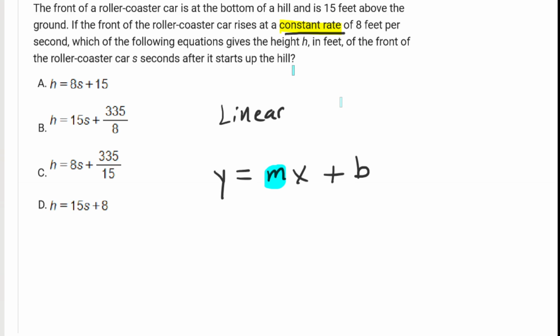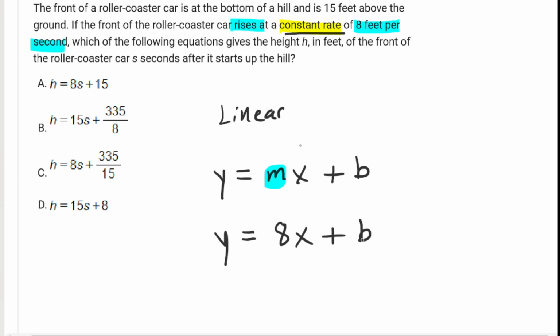And if we go back and read this problem, we could probably fish out what the slope is. It says that the roller coaster car is rising at a rate of 8 feet per second. So every second, the roller coaster car is increasing its height by 8 feet. That's a slope. So we already know that we can fill in 8 for our slope. Our equation becomes y equals 8x plus b.